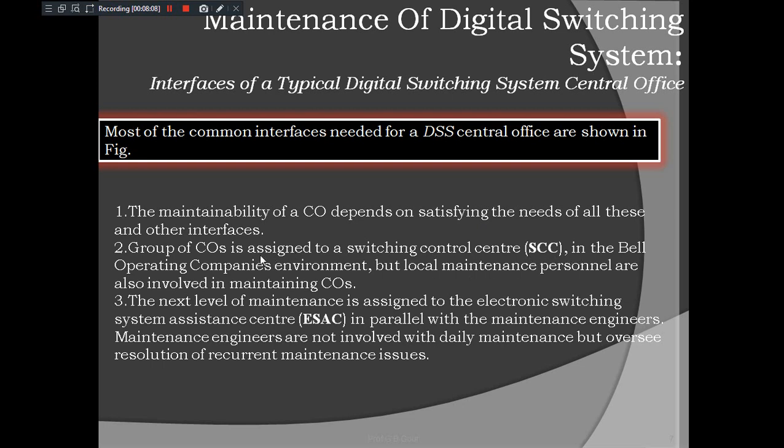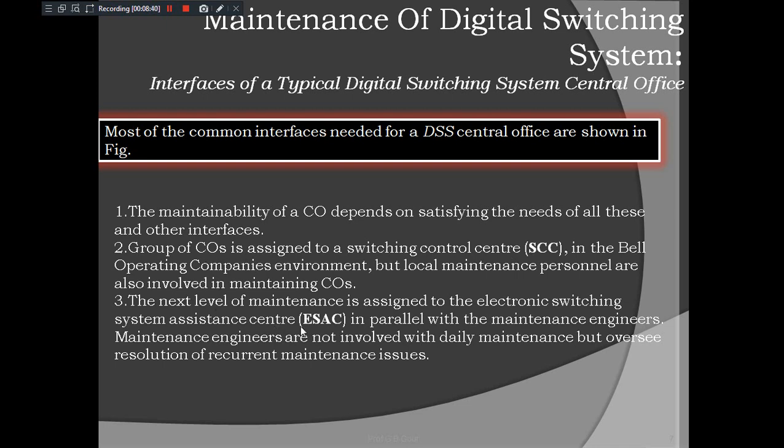So what do we mean by SCC? A group of COs is assigned to an SCC, not one CO. Remember, a group of central offices, local exchange offices, come under the control of the switching control center as per the guidelines of Bell. But local maintenance personnel are also involved in the maintenance of COs. This means automatic and manual maintenance is done by the SCC, under which more than one CO comes.